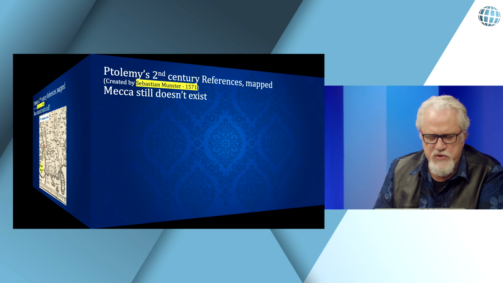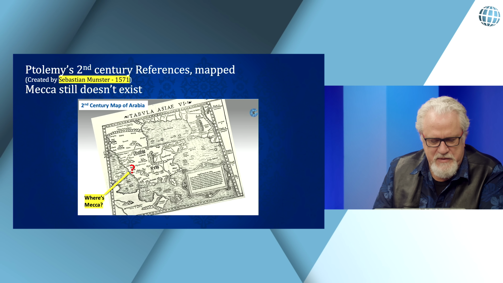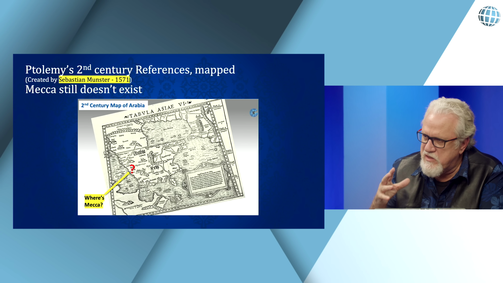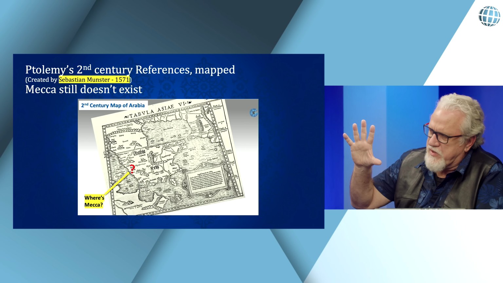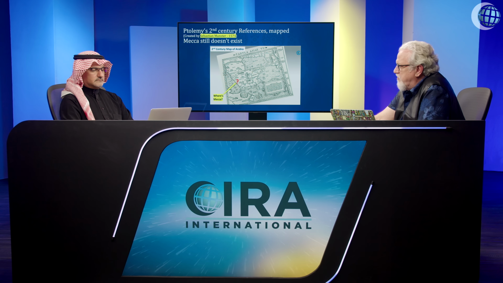So then we go to 1571. So about 30 years later, you have Sebastian Münster, who puts together this map. And this is done 1571. He is from Germany. He takes what Ptolemy had written, and he introduces what he thinks is an even more accurate map. What's missing? Mecca again. It's getting redundant, isn't it? Yeah. So Mecca is missing in every one of these three maps so far.